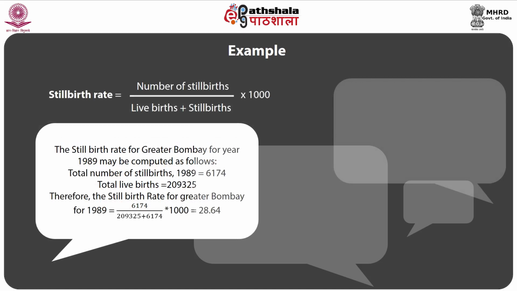Stillbirth rate: number of stillbirths divided by live births plus stillbirths, multiplied by 1000. Example: the stillbirth rate for Greater Bombay for the year 1989 may be computed as follows. Total number of stillbirths in 1989 is 6174, total live births 209325. Therefore, the stillbirth rate for Greater Bombay for 1989 equals 6174 divided by 209325 plus 6174, multiplied by 1000, equals 28.64.